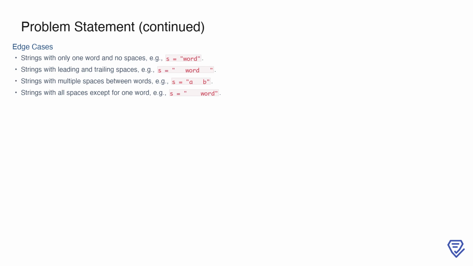Similarly, strings with multiple spaces between words, like S equals "A B", require you to handle those gaps correctly and identify the last word. Finally, think about strings where the only non-space content is a single word, for example, S equals " word". These examples highlight the importance of accounting for spaces while reliably extracting the last word and determining its length.